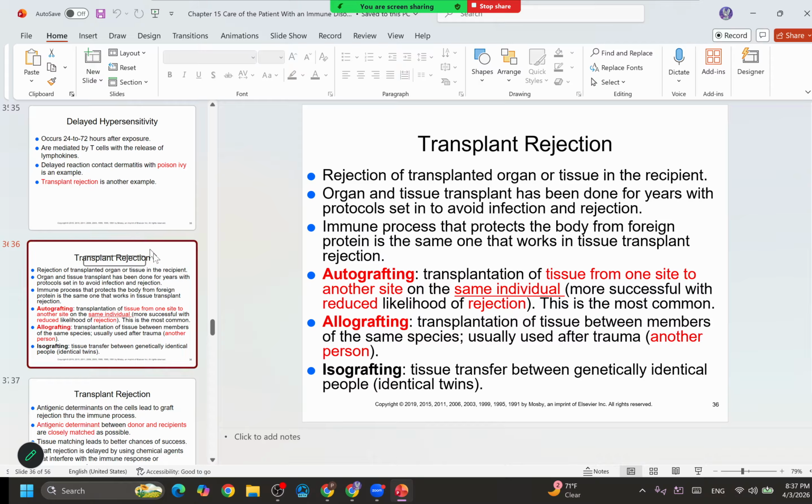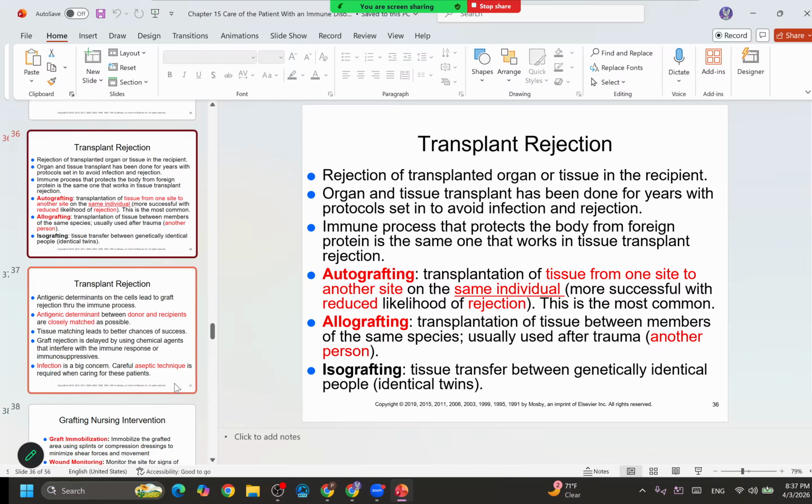Okay, so isografting, this one you can read by yourself. Usually it doesn't happen a lot. It is tissue transfer between genetically identical people, identical twins. That means if I have a twin brother or sister, the DNA is much more alike, so similar. So when they donate to each other, it will most likely reduce rejection. But usually you don't find a twin that easily, right? So this is isografting. You don't see it a lot during your clinical.